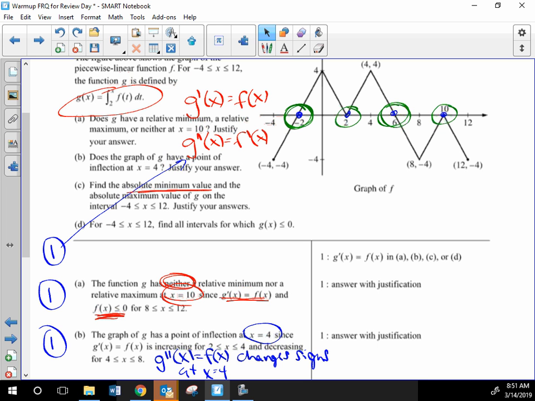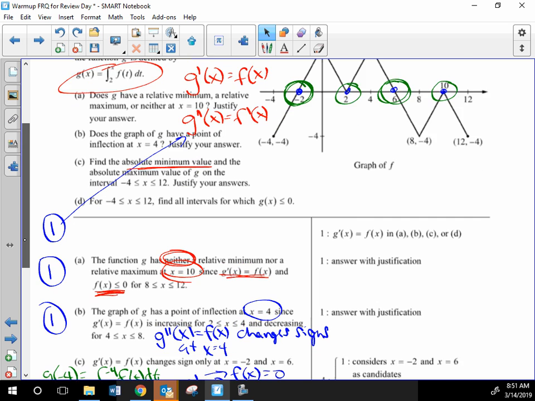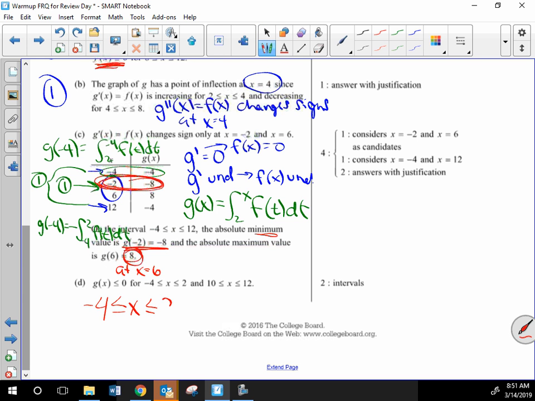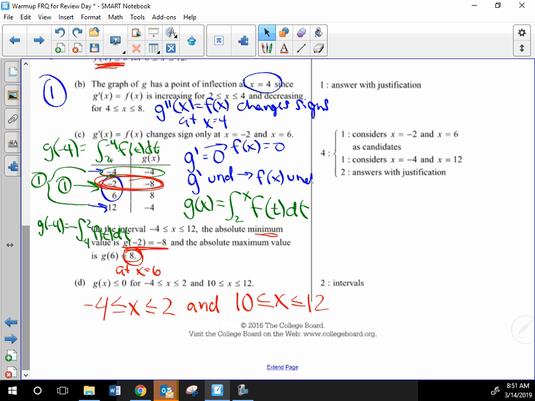And now going this way, remember we have to do opposite because we're going backwards. So 2 to -2 would give us a negative area. And then going on to -4, that's not quite all of it, so we still have the negative area. So our answer for this would be from -4 to 2, and from 10 to 12. So 2 points for this, probably 1 point for this.